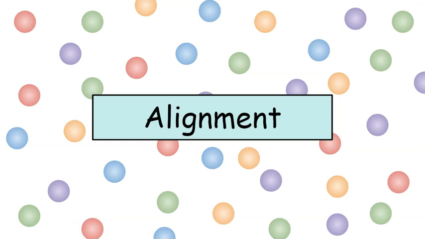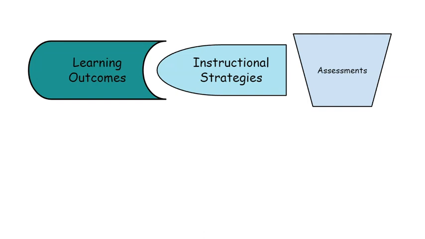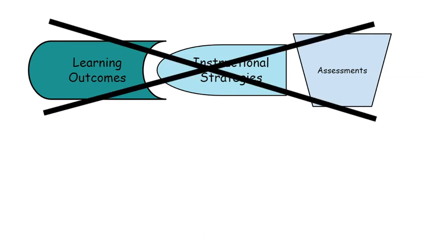In this video, we're going to discuss alignment and the importance of alignment. There's always three areas you want to consider when you're talking about alignment. The first is learning outcomes, then there's instructional strategies, and then there's assessments. When these three do not align, you have what's called misalignment, and you want to avoid that.